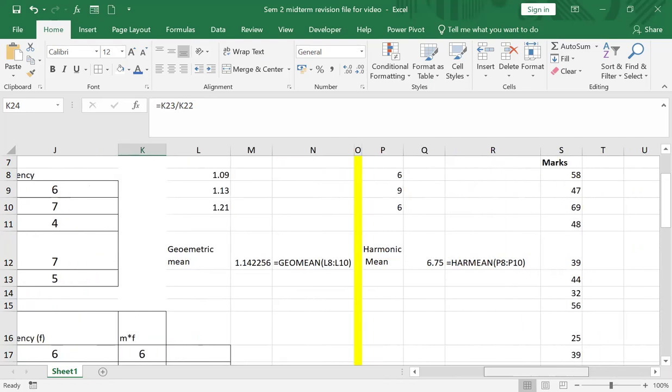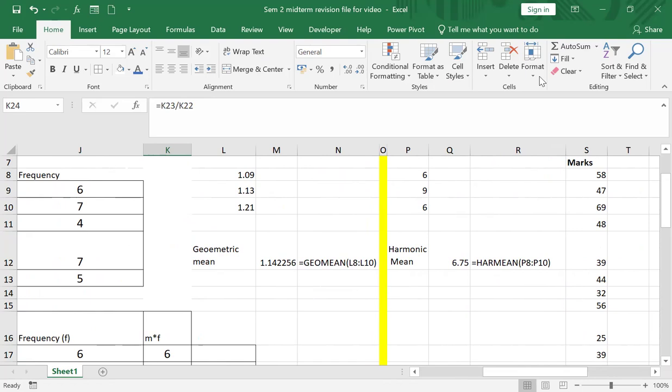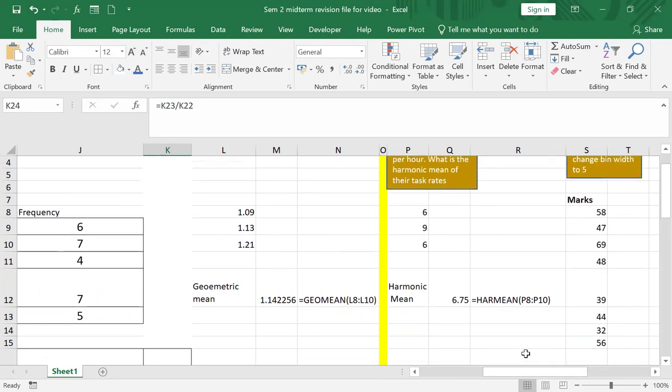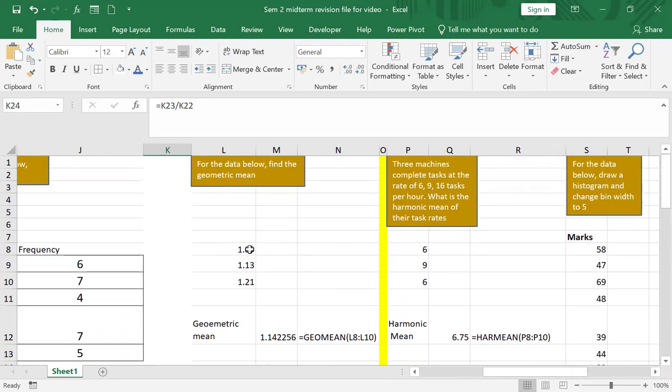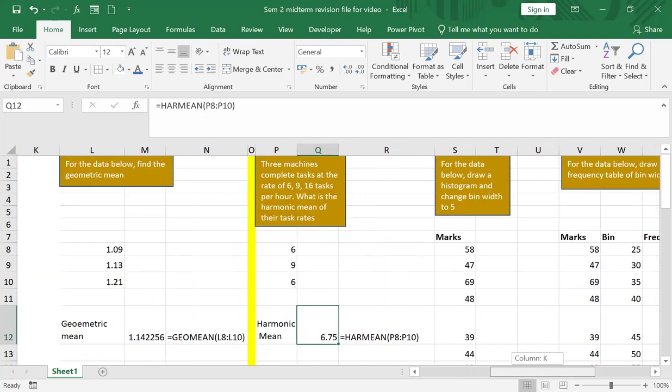Now, let us come to geometric mean. These three values are there. The formula is geo mean, range 1.0, 1.13, 1.21. You will get the geometric mean. Harmonic mean, that formula. The harmonic mean values are from these 3 columns. You'll get this one. So that is also quite simple.